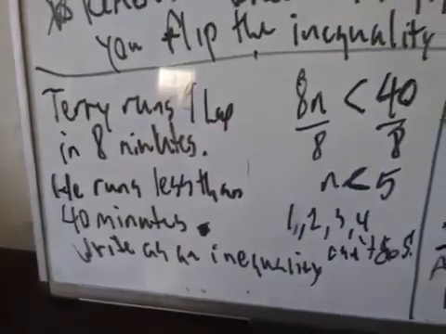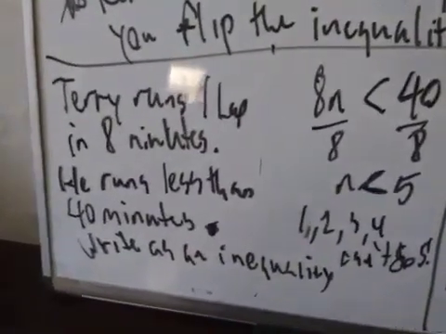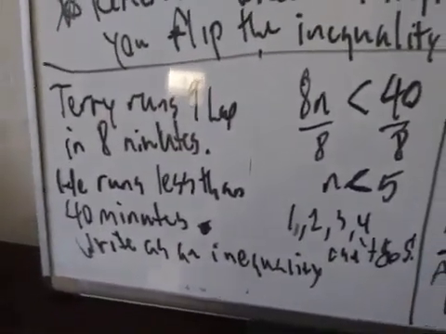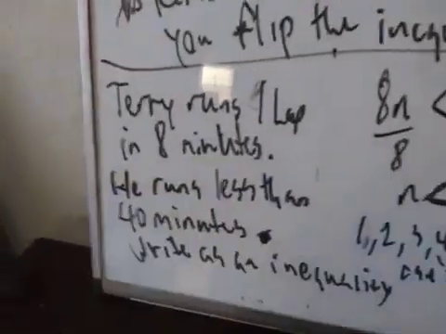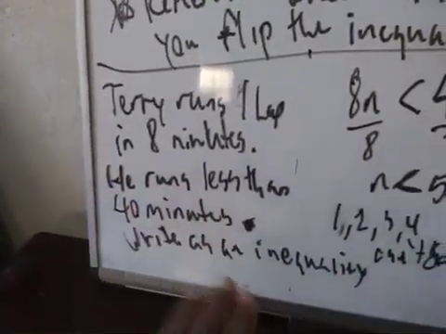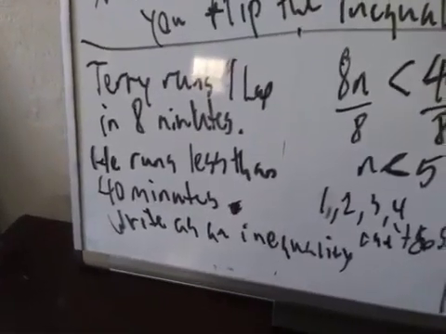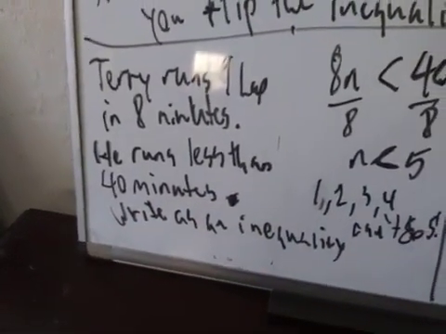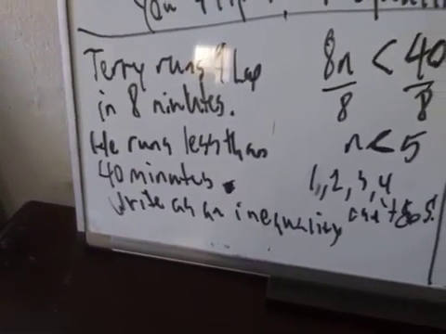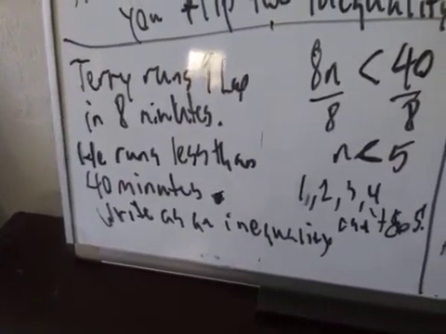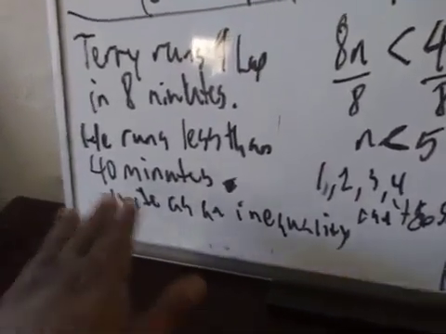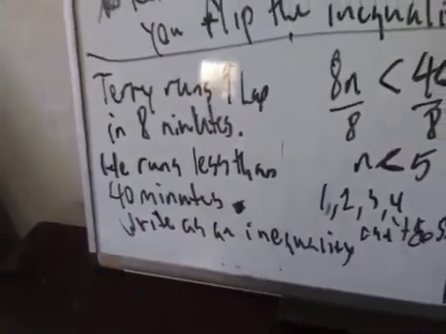People do. So, word problems. We've got two. We're going to start with the first one. Terry runs 1 lap in 8 minutes. I don't know if that's reasonable or not, but he does 1 lap in 8 minutes. He runs less than 40 minutes total. So if he does 1 lap in 8 minutes, and he runs less than 40 minutes, then we have to come up with an inequality for my answer.